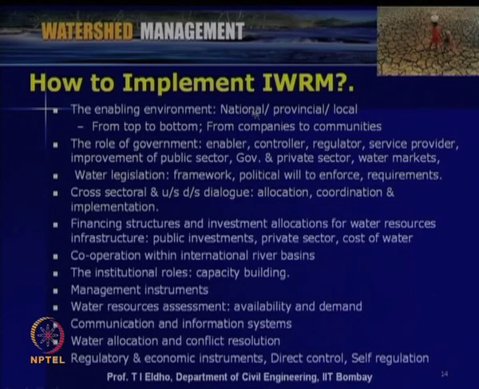So the enabling environment, like national, provincial, local: the implementation can be by the national government, or the provincial government, or the local panchayat. It can be from top to bottom, or from the various companies to communities. Then the role of government: we have to see government as an enabler, government as controller, government as regulator, and also government as service provider, so that the government can improve the public sector, and the various sectors of the government as well as private sectors can come together, so that the principles of the integrated water resource management system can be implemented for the particular area.